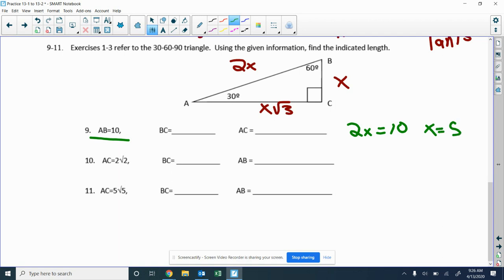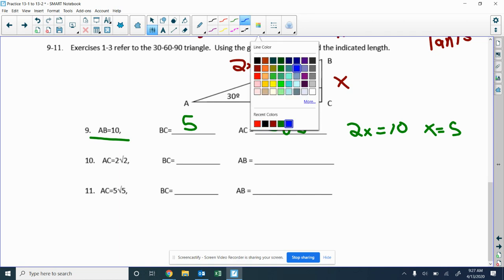So x is 5. So that means BC is only x, so BC is 5, and AC is going to be 5 square roots of 3. So in these problems, plug in the side that you have to the x ratio, solve. The next one's going to be a little trickier. We'll do him in blue.